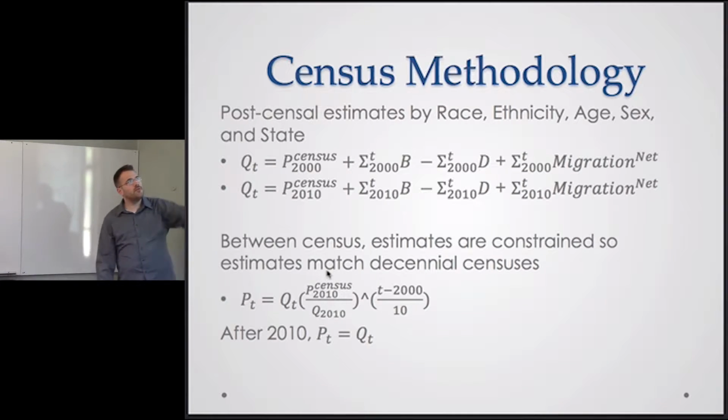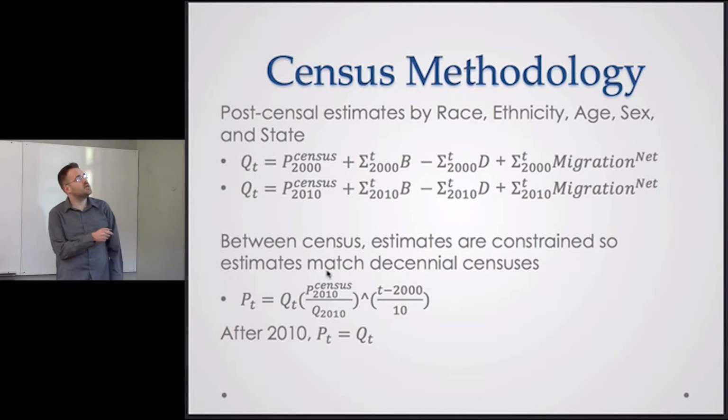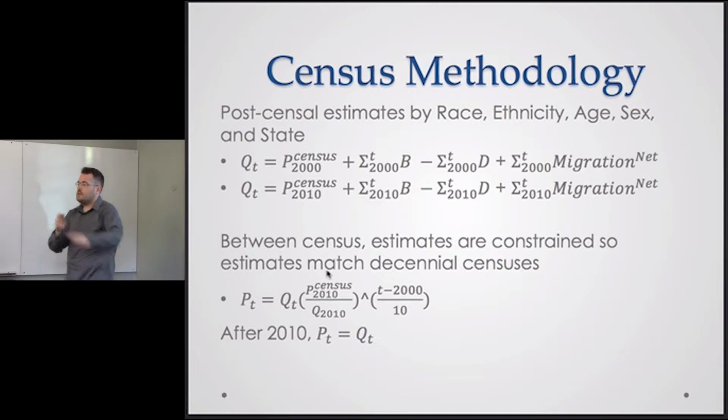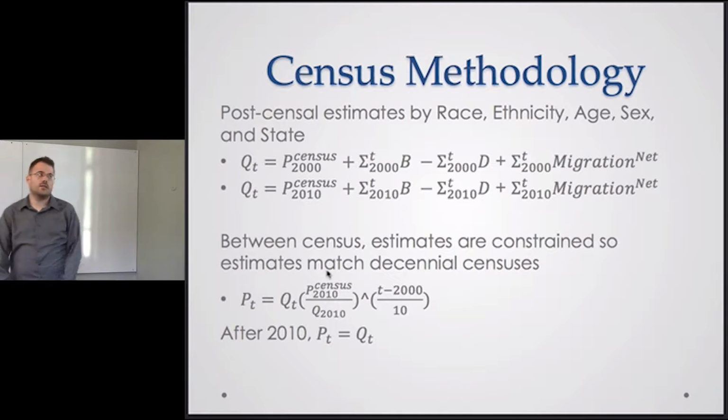So, a brief overview of the census methodology. They create these post-census estimates by starting with the census population in 2000, adding births, subtracting deaths, and distributing it through net migration. This is just the same thing for after the 2010 census. Between 2000 and 2010, they have an adjustment factor so that their population estimates are constrained to equal the census estimates in 2000 and 2010, so it's not majorly disconnected. After 2010, because there's no later census, they're unconstrained to the post-census estimates.